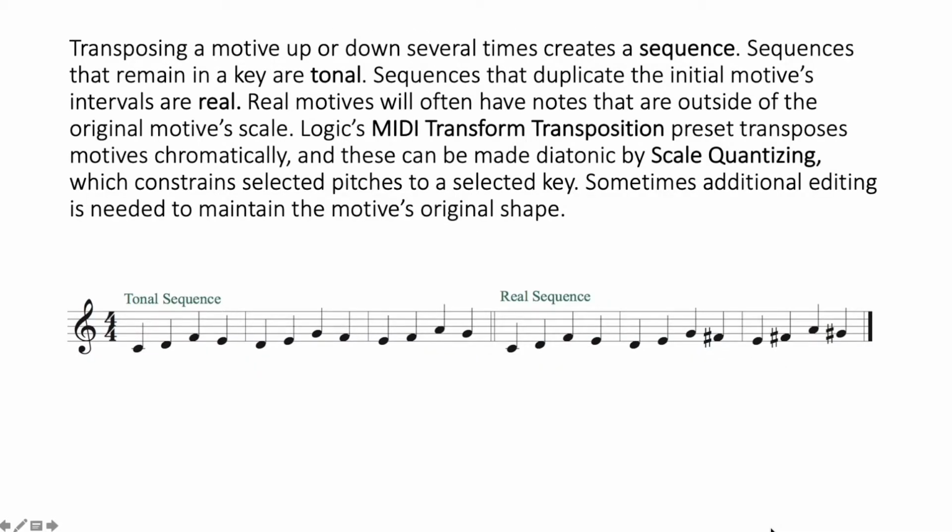Transposing a motive up or down several times creates a sequence. Sequences that remain in a key are tonal. Sequences that duplicate the initial motive's intervals are real. Real motives will often have notes that are outside of the original motive's scale. Logic's MIDI transform transposition preset transposes motives chromatically, and these can be made diatonic by scale quantizing, which constrains selected pitches to a selected key. Sometimes additional editing is needed to maintain the motive's original shape.